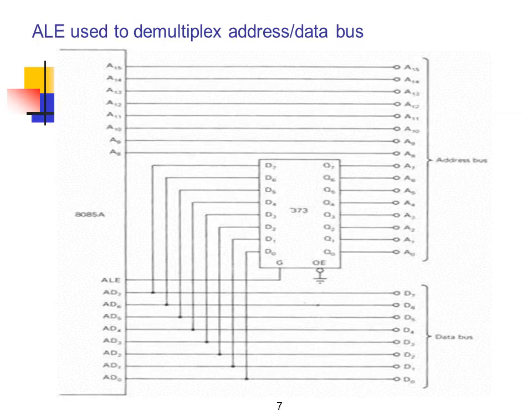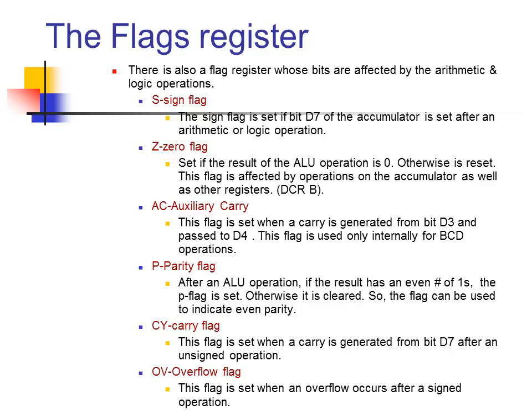The flag register of the 8085 microprocessor. I already mentioned that the flag register of the 8085 has 5 active flags: sign flag, zero flag, auxiliary carry flag, parity flag, and carry flag. The sign flag is set whenever there is a carry forwarded from the D7 bit to the D8 bit, and the zero flag is set when the result of the ALU operation is 0, otherwise it is set to 1.